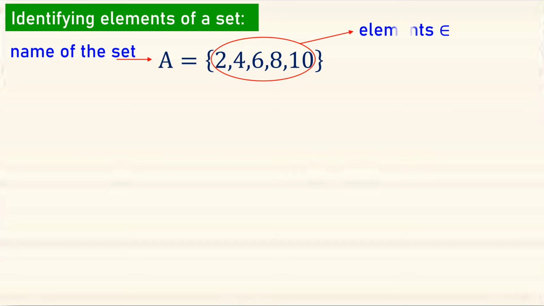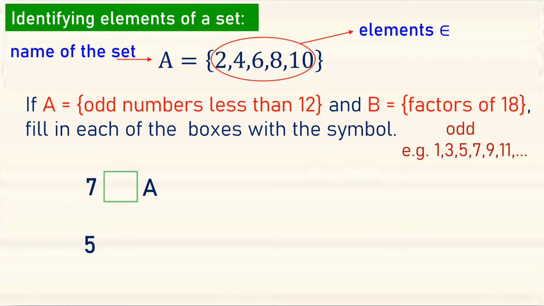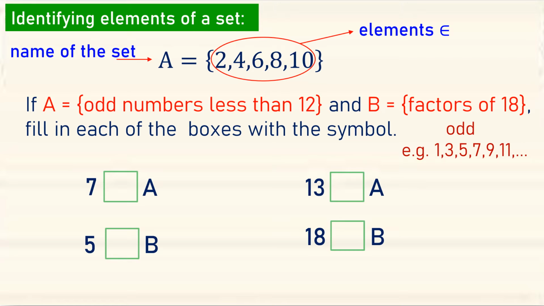Now let us have identifying elements of a set. Remember that A is the name of the set and these are the elements. We are going to identify whether a number is an element or not an element of a set. If A is equal to the odd numbers less than 12 and B is equal to the factors of 18, fill in each of the boxes with a symbol. Remember, odd numbers start with 1, 3, 5, 7, 9, 11, and so on. Let us determine if 7 is an element of set A, is 5 an element of set B, is 13 an element of set A, and 18, is it an element of set B?